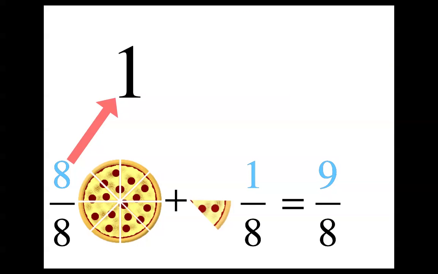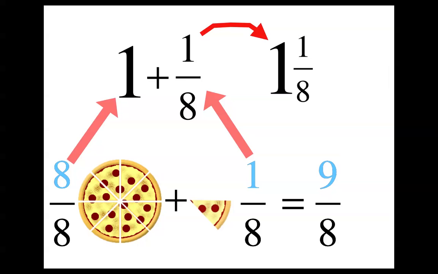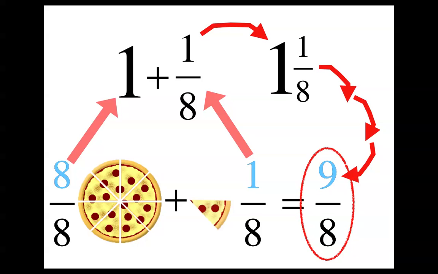But wouldn't it be right to say that 8/8 is one whole pizza? And then if you add another 1 slice, which is 1/8 of a pizza, wouldn't we say that that's 1 plus 1/8? Well, yeah, you could say that you have 1 and 1/8 of a pizza, and you can take the plus sign right out from in between the 1 and the 1/8, and now what we have is 1 and 1/8, which is really the same thing as 9/8.